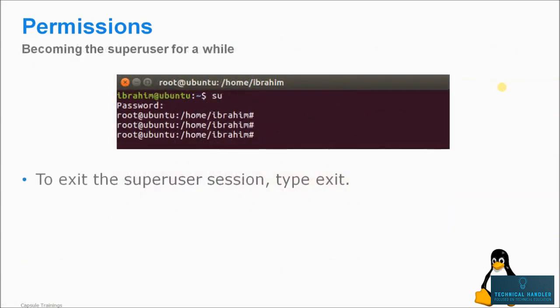So how to become the super user, or becoming the super user for a while? The command to use is very simple. You're just going to write su. It's going to prompt you for your password, for the root password, and just by writing that password and hitting enter, you're going to see that you successfully changed from the user Ibrahim to the super user root. If you want to exit that session, you're just going to simply type exit, and it's going to bring you back to your username.